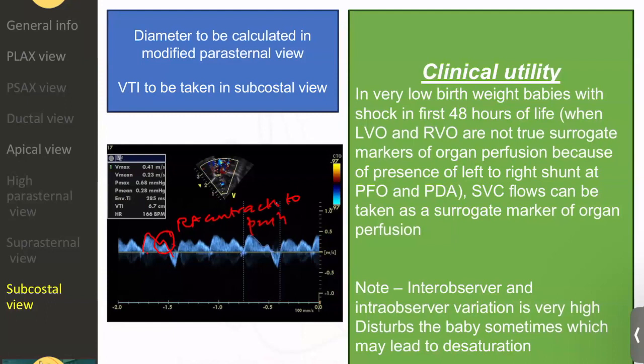So I will revise the formula. You calculated diameter previously, so you can calculate the area, multiply by velocity time integral, multiply by heart rate, divided by weight.